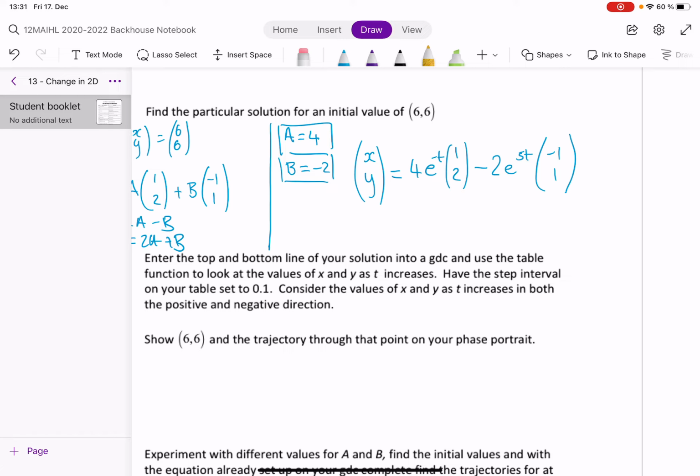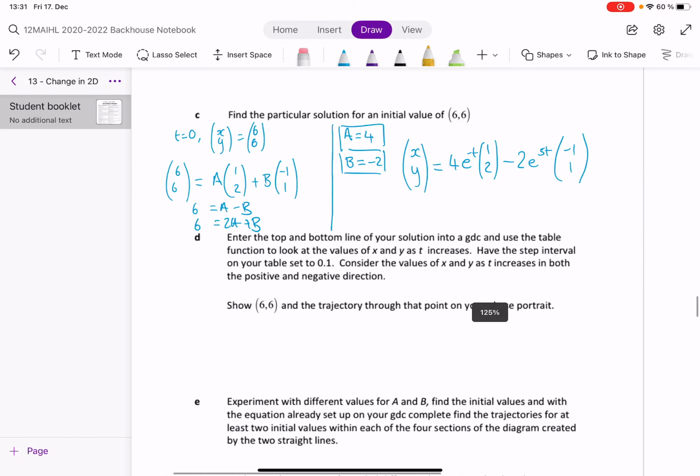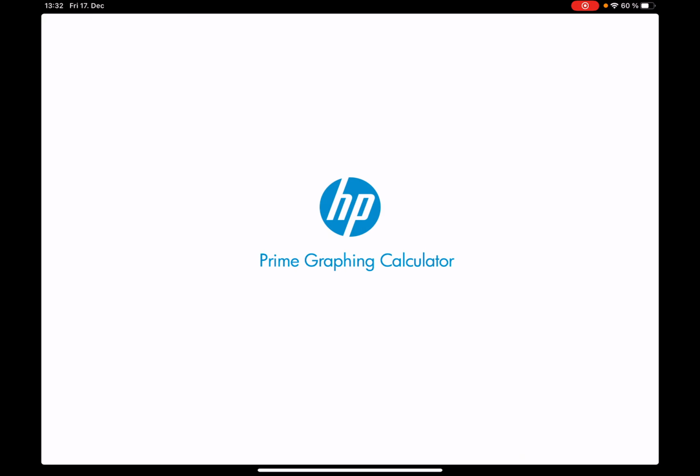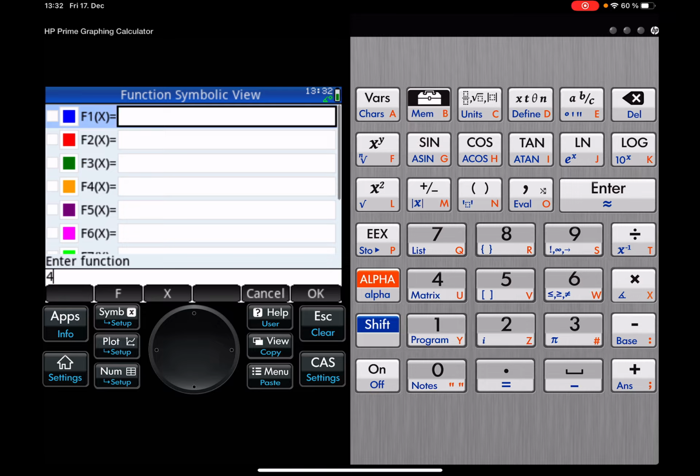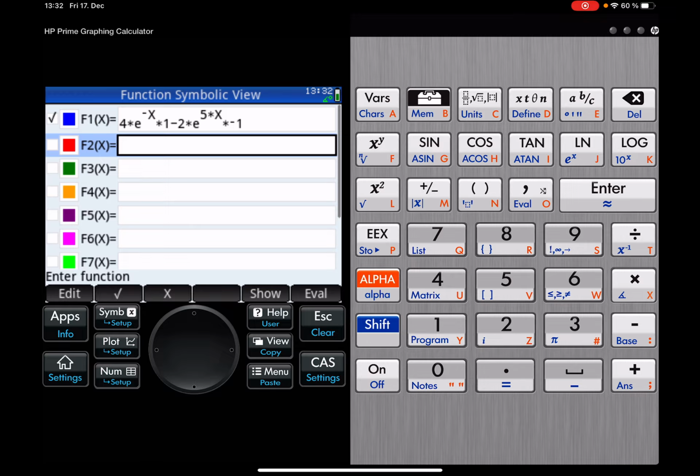So we're going to put this into our GDC. We're going to put the top line in as one equation, as one function, the x function, and the bottom line as a second function. We're going to have 4 times e to the negative t times 1, because that's the 1 from the top of that eigenvector, minus 2 times e to the 5t times negative 1. Oops, hang on, I put that in the wrong place. Times negative 1. Okay, so this is a function for x based on t.